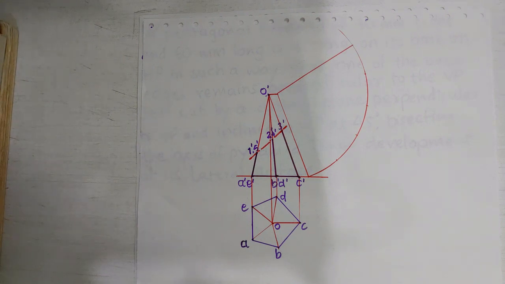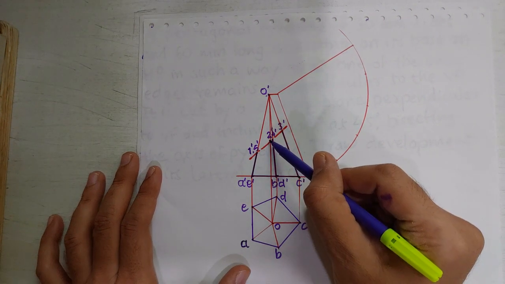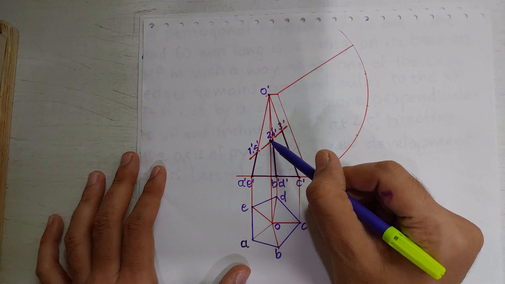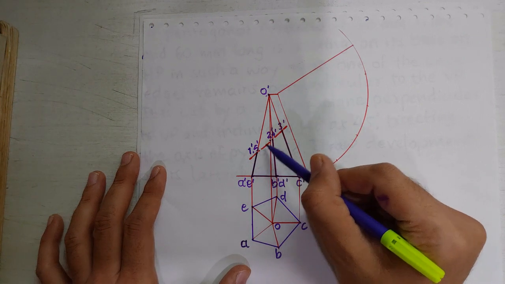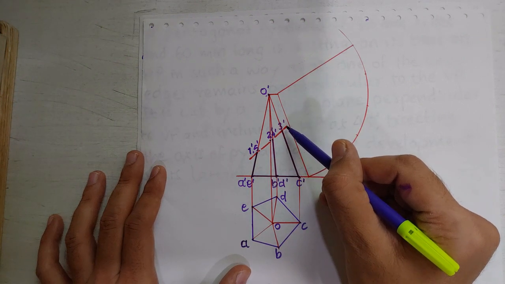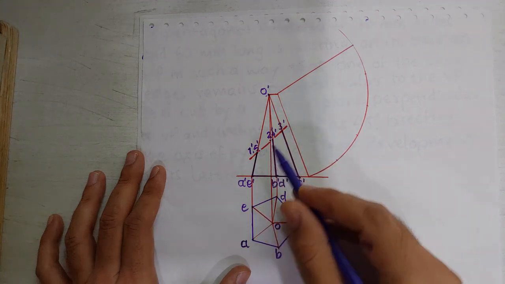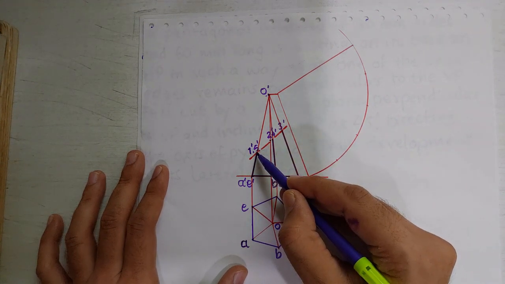Then we will introduce the cutting plane with the given condition. Here it is said that the cutting plane is bisecting the axis. So that is why we will first locate the midpoint on the axis, and then with the given angle we will draw the cutting plane line. Then we will give notations to the intersection.